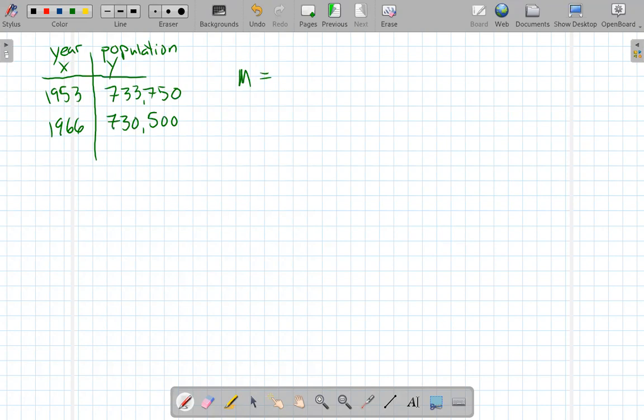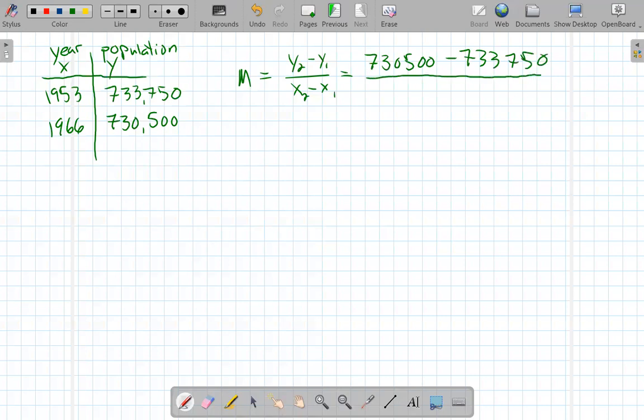So M, that's going to be change in Y's over change in X's. And we just have to get the order right. So I'm going to take, oh, look, the population dropped. I should see a negative slope. 730,500 minus 733,750. And I highly recommend you write everything down before you hit your calculator. Otherwise, you have no way to double check yourself.